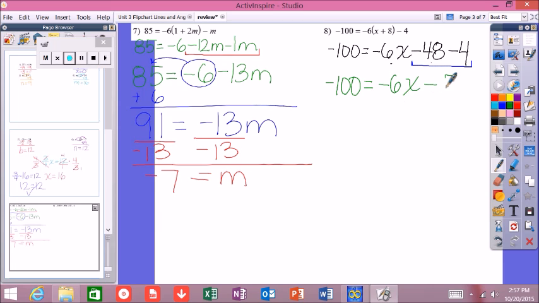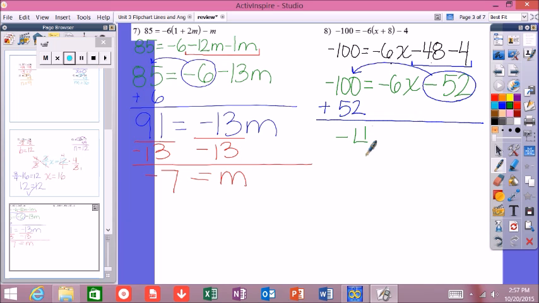Negative 48 minus 4 is negative 52. Remember, we're using the signs that are there. Minus 48 minus 4. Negative 48 minus 4. So to isolate x, right after there's a minus 52. We're going to move it over by adding 52. If you're going to use your calculator to check that, negative 100 plus 52, negative 48 equals negative 6.